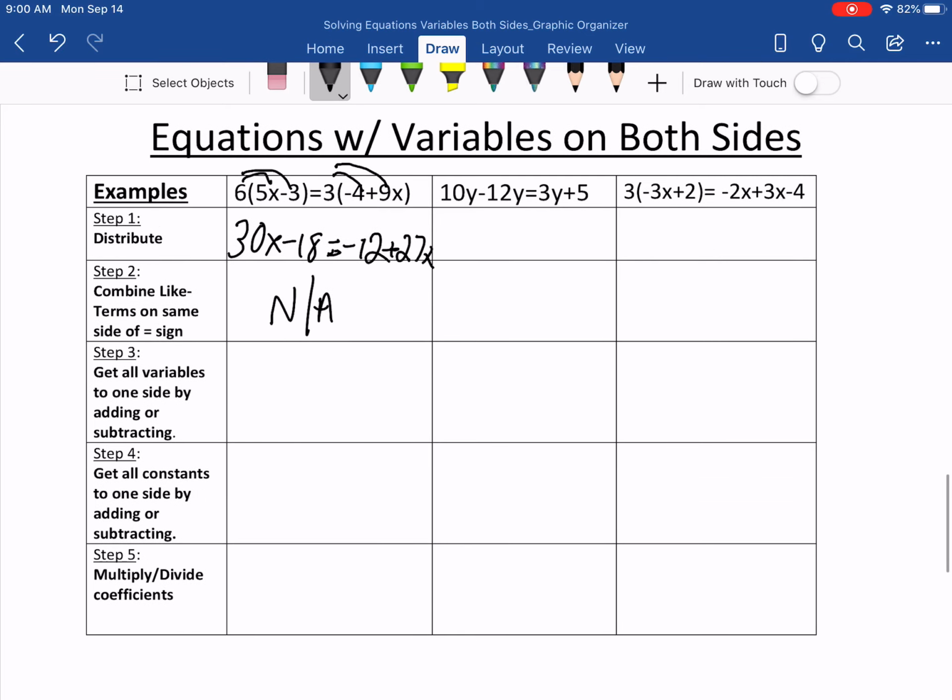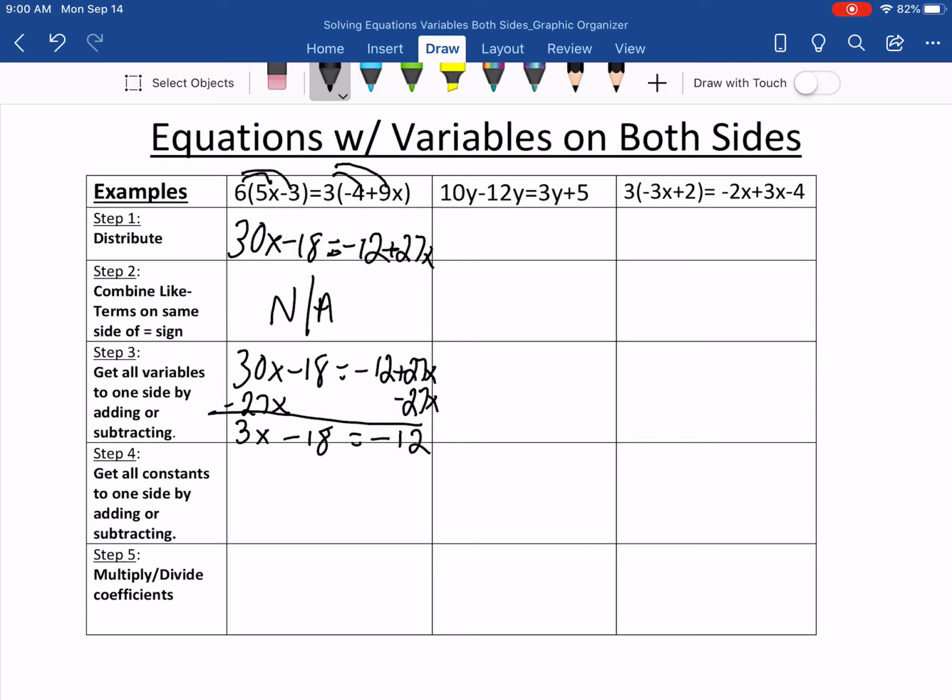Okay. Step 3, get all variables on one side by adding or subtracting. So I'm going to copy what we had in step 1. 30x minus 18 equals -12 plus 27x. So I'm going to get all the variables to one side by adding or subtracting. So I can move the 30x to the right side, or I can move the 27x to the left side. I'm going to move the 27x to the left side. We have a positive 27x, so I'm going to subtract 27x from each side. So we've got 3x minus 18 equals -12.